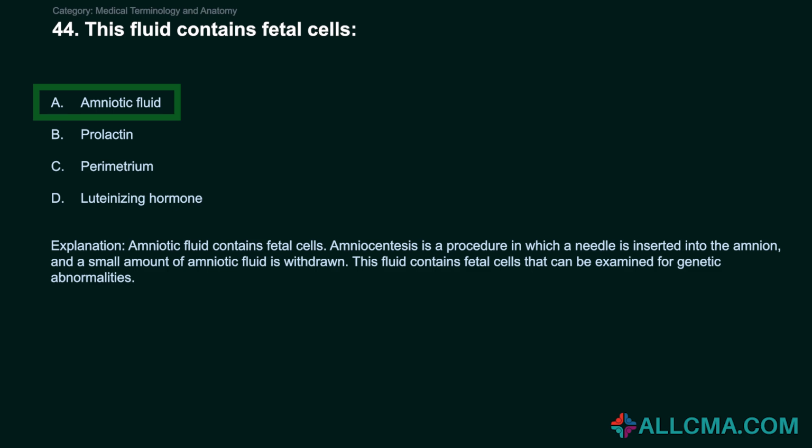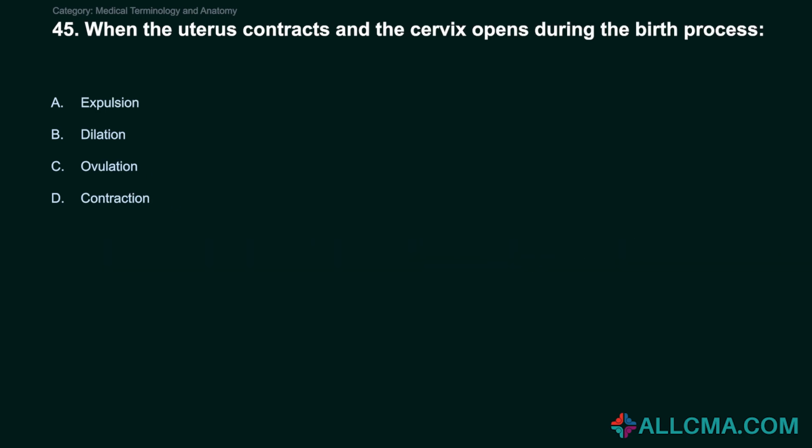Amniocentesis is a procedure in which a needle is inserted into the amnion, and a small amount of amniotic fluid is withdrawn. This fluid contains fetal cells that can be examined for genetic abnormalities.